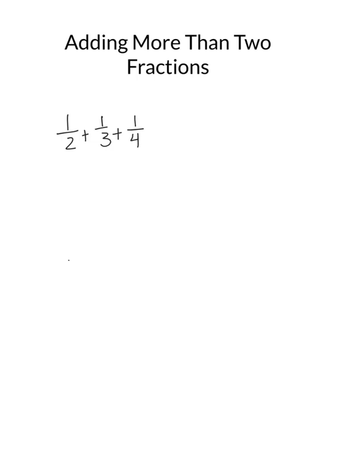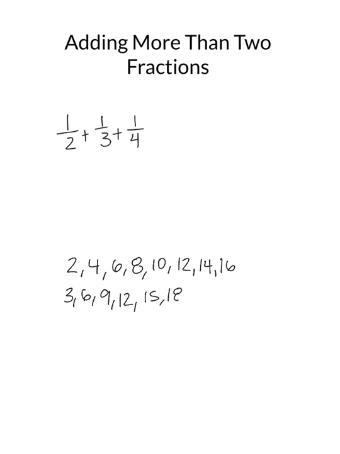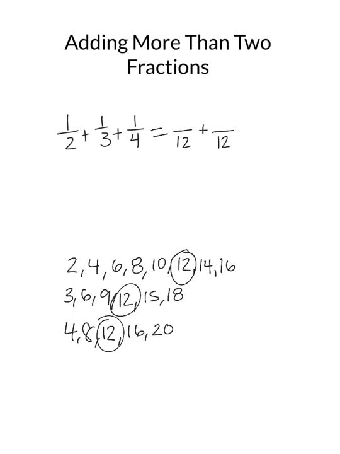find my multiples, so 2, 4, 6, 8, 10, 12, 14, 16, etc. 3, 6, 9, 12, 15, 18, and so on. 4, 8, 12, 16, 20, and so on. So what is the number I have in common in all of them? 12. I could make 12 be the common denominator. So 12, something over 12 plus something over 12.